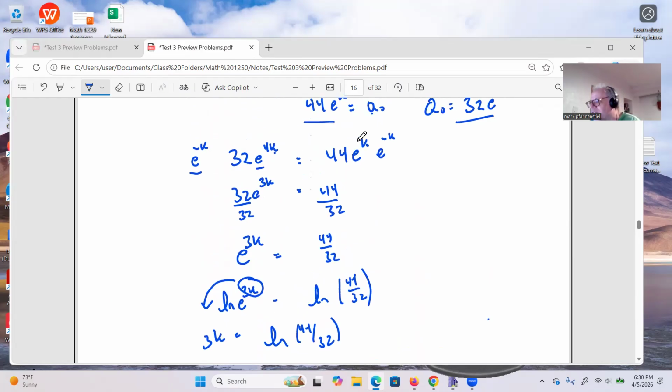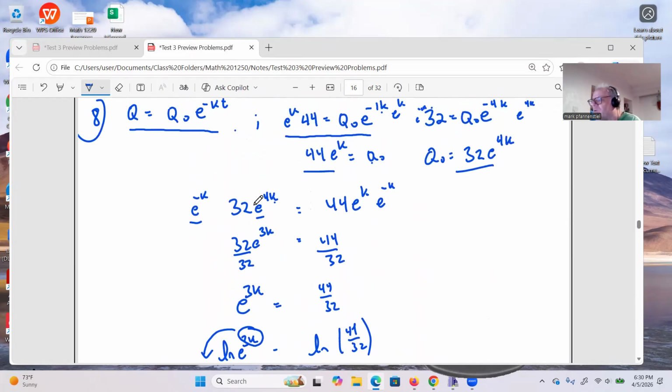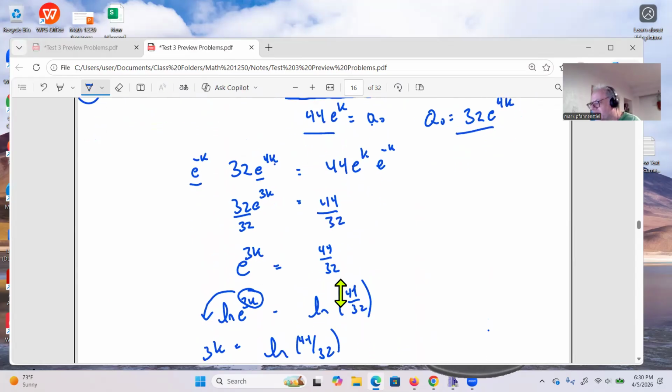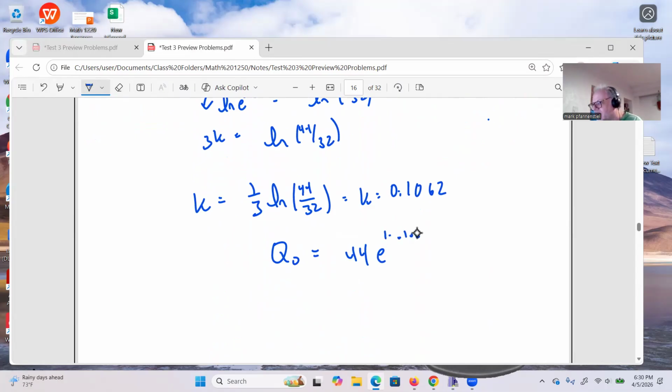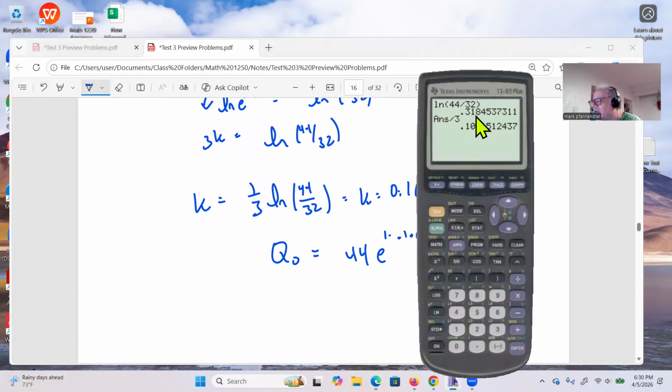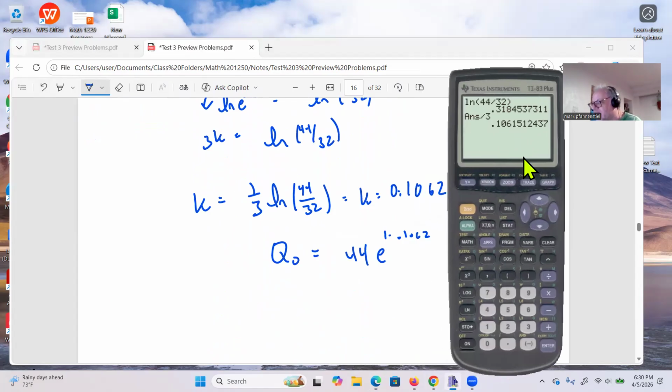Well, actually, Q sub 0 is equal to 44 e to the k. Okay, so we have 44 e to the 1, because we're only there for 1 hour, times 0.1062. So since 0.1062 is equal to 0.1062, we're going to go ahead and say we need second function ln, second function answer. That's e to the thing we just typed in there. Okay, and we'll see if that does that for us.